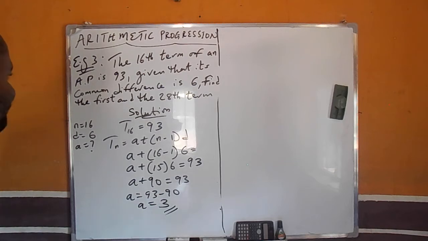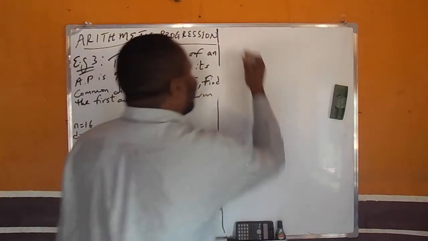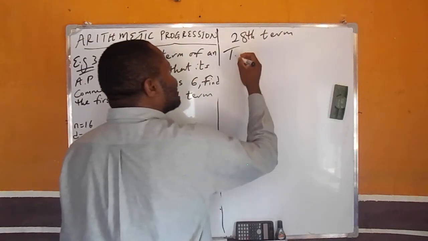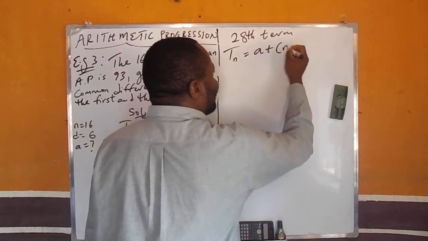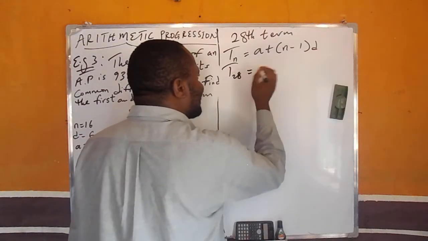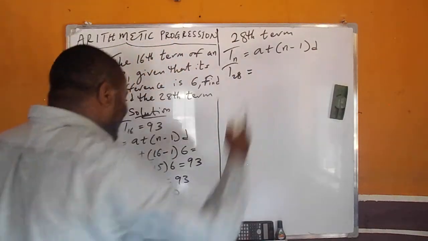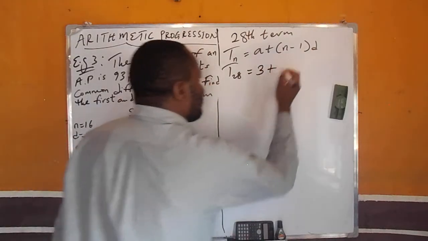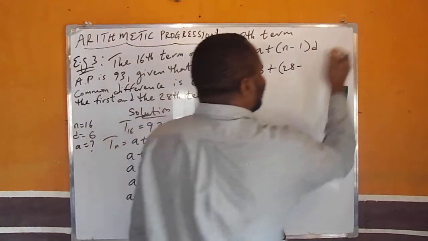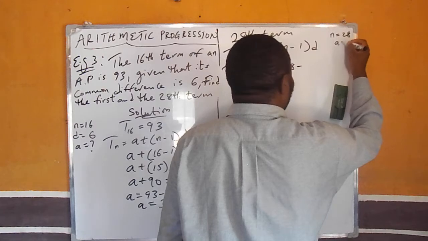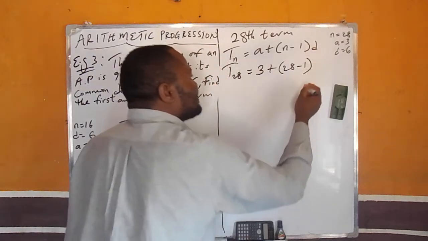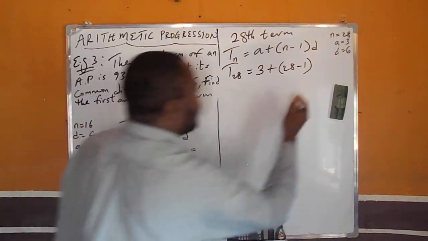Then we move ahead to the 28th term. Calculating the 28th term, we say Tn equals A plus bracket open n minus 1 bracket close D. That will be T28 equals, where A equals 3 plus n is 28, which is the 28th term. That is why I say n equals 28, A equals 3, and D equals 6. So minus 1, and our D, which is what we have in the question, is 6.